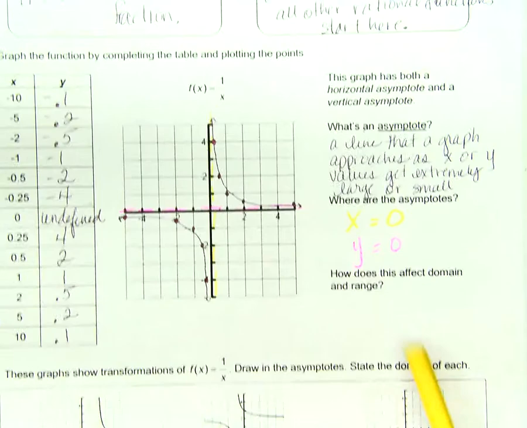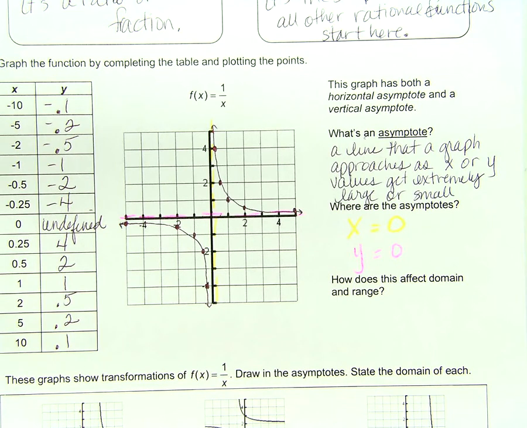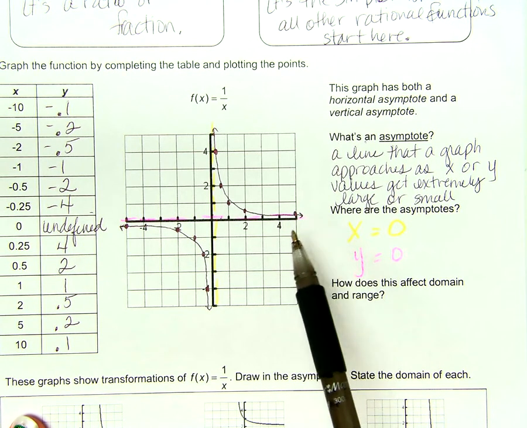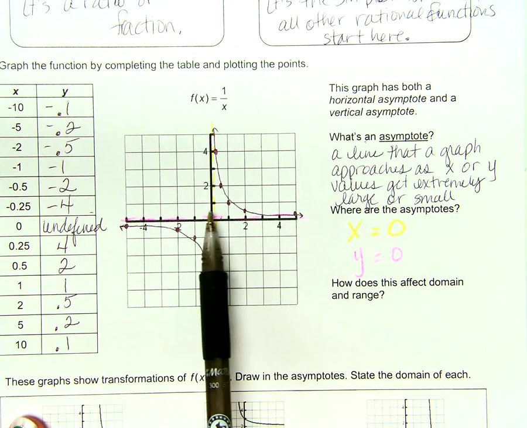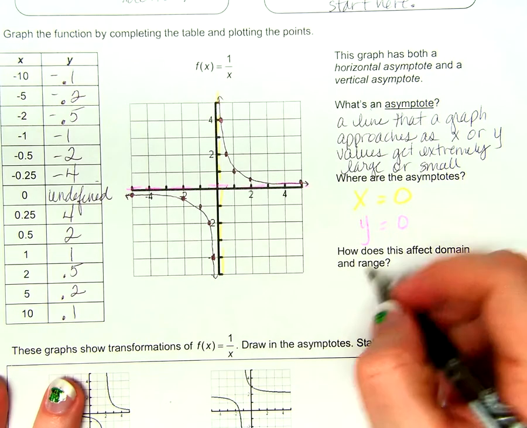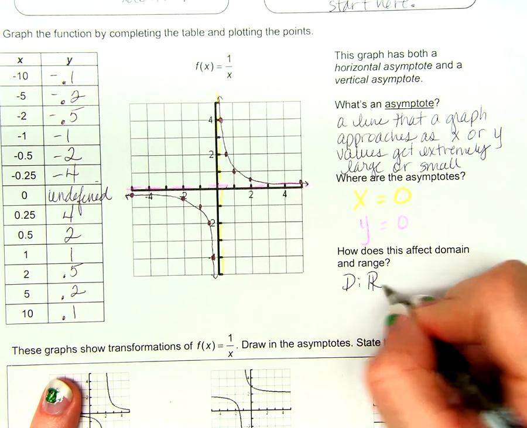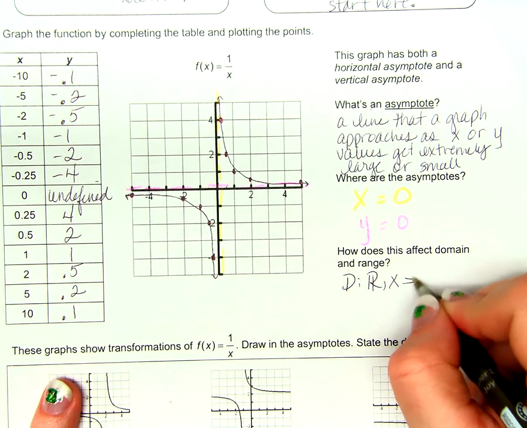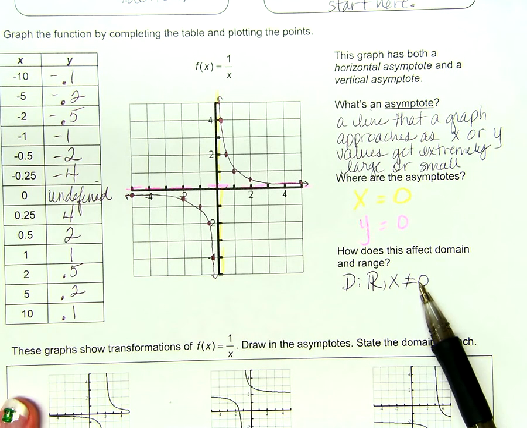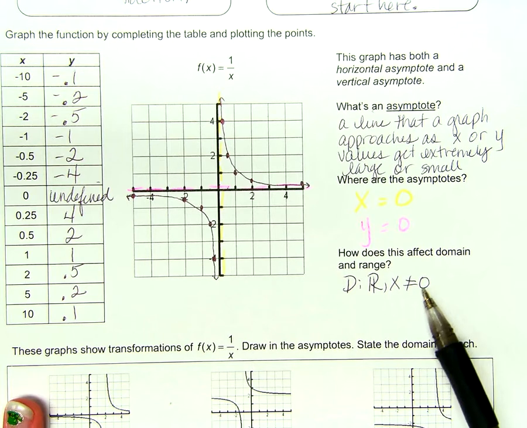So how does this affect the domain and range? Remember, for domain, we say how far left does it go and how far right does it go. How far left does this function go? How far right does it go? Forever and forever, right? But what happens at 0? Nothing can happen at 0, right? So for our domain, we talk about our domain being all real numbers. What does that mean? Very good. Okay? All real numbers except for 0. It can be anything except for 0.